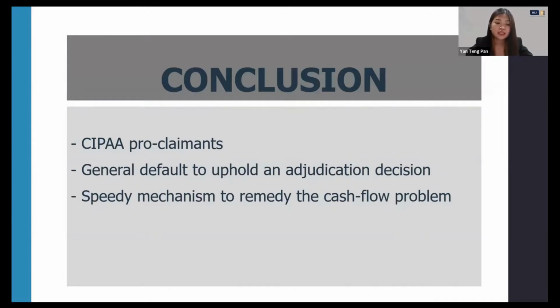In conclusion, adjudication decisions are generally favorable to claimants. There's also a general default for Malaysian courts to uphold adjudication decisions and only set aside or stay the decision in very limited circumstances. This is in line with Parliament's intention to provide a speedy mechanism to remedy cash flow problems in the Malaysian construction industry.